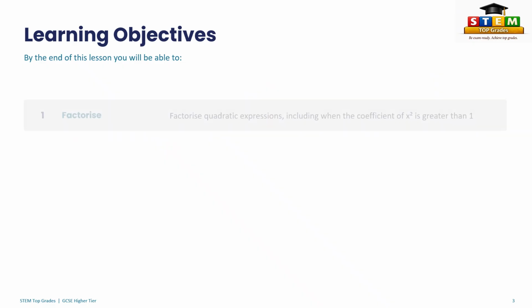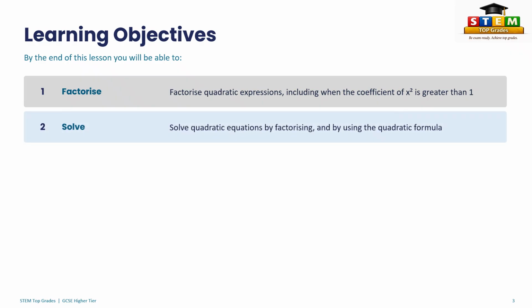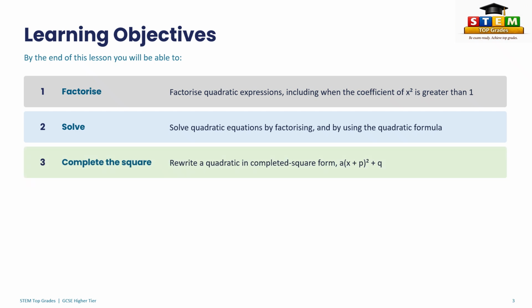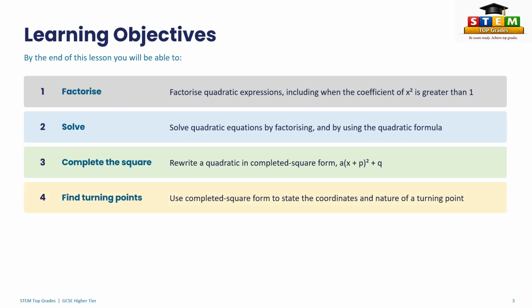By the end of this lesson, you'll be able to factorize quadratic expressions, including when the coefficient of x squared is greater than 1. You will also be able to solve quadratic equations by factorizing and by using the quadratic formula. You'll also be able to complete the square. That means rewriting a quadratic in completed square form, a within brackets x plus p squared plus q. And also you'll be able to find turning points by using completed square form to state the coordinates and the nature of a turning point.